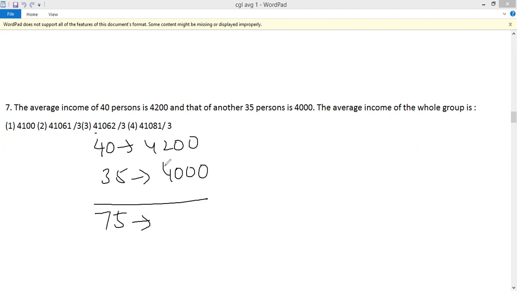See here, how much? I am assuming 4,000 is the average. What is the difference? 200. For how many numbers is 200 more? 40 numbers. So 40 times 200. This must be shared by all 75. Okay, right. See here.